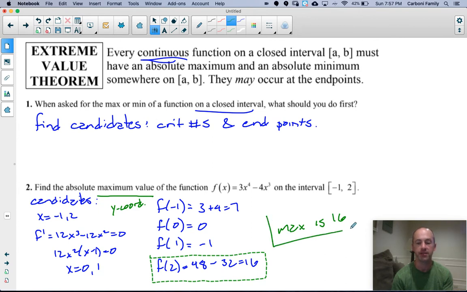It's not 2. If they want the x coordinate, usually they will say explicitly at what x coordinate does the absolute maximum or absolute minimum occur. Typically, if they don't specify x coordinate, then you're usually going to answer with the y.